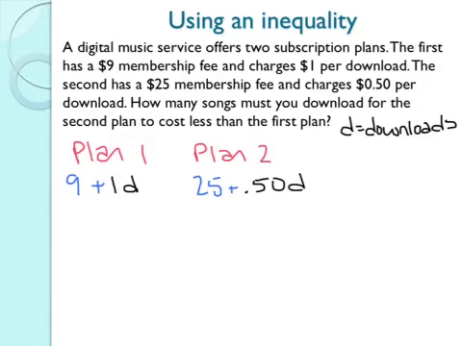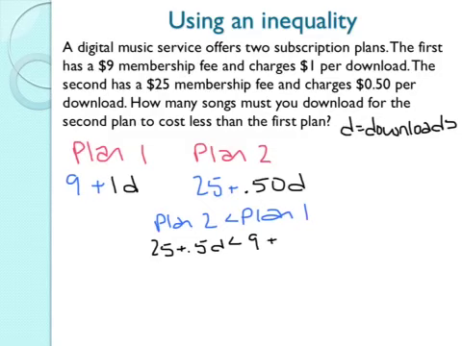Now I want to know how many songs must I download for the second plan to be less than the first. So I'm not looking at what makes them equal, but what makes it less. So I want to see if this is going to give me my money's worth if I download a lot. So let's go ahead and do plan 2 has to be less than plan 1. So let's substitute that in. And let's go ahead and isolate D.